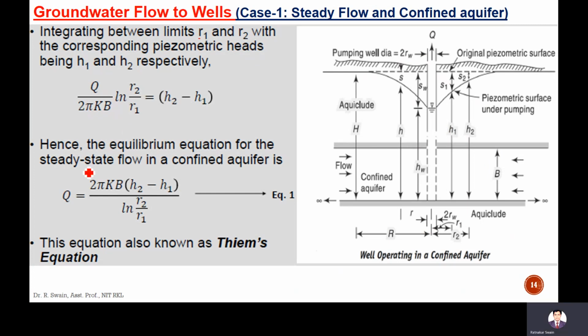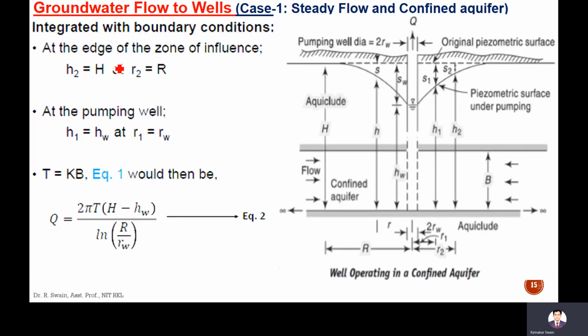Hence the equilibrium equation for the steady state flow in a confined aquifer will be q is equal to 2 pi kb into h2 minus h1 divided by ln r2 by r1. So this equation is called Thiem's equation. This is the general equation of Thiem, also called Thiem's general equation.